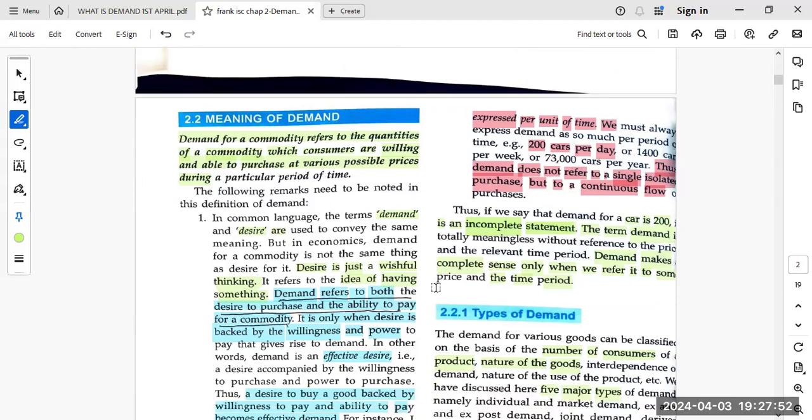Now I'll stop here. If you have any doubt, yes, Rohan, tell. Ma'am, for example, the price of rice increases. Once again, the price of rice, if it increases, will it affect the demand? Yes, it will affect the demand.